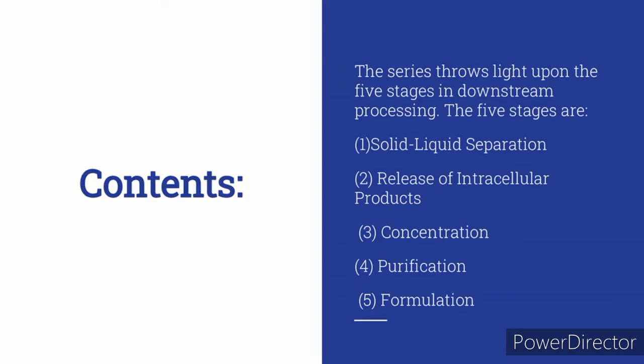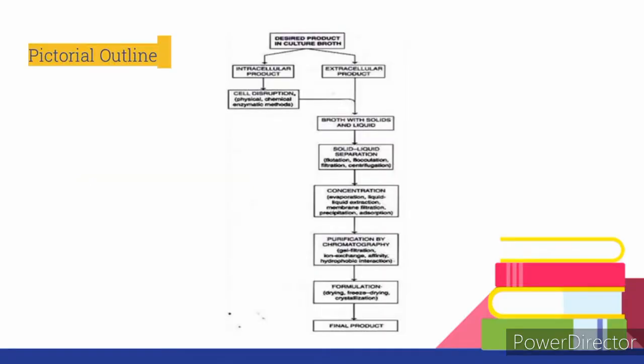We'll be covering all the important 5 stages of downstream processing, which are solid liquid separation, release of intracellular products, concentration, purification, and formulation. Now take a look at this pictorial outline depicting all the important processes involved in the downstream process and observe keenly. The desired product is usually present in the culture broth. Now, this desired product can be an intracellular product or an extracellular product.